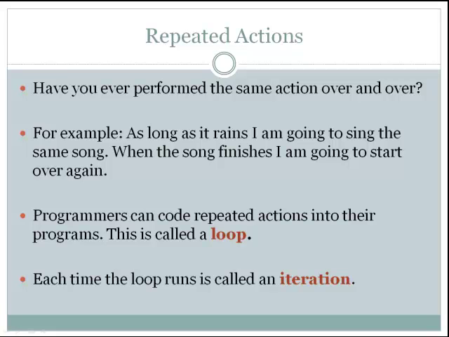For the example given here, as long as it's raining, I'm going to sing the same song. When the song finishes, you start over again, as long as it's raining. Whenever you wash your hair, as long as your hair is dirty, you wash your hair again until your hair is clean. So programmers can actually code repeated actions into their programs, and we call these loops. Each time the program runs through that loop is called an iteration.